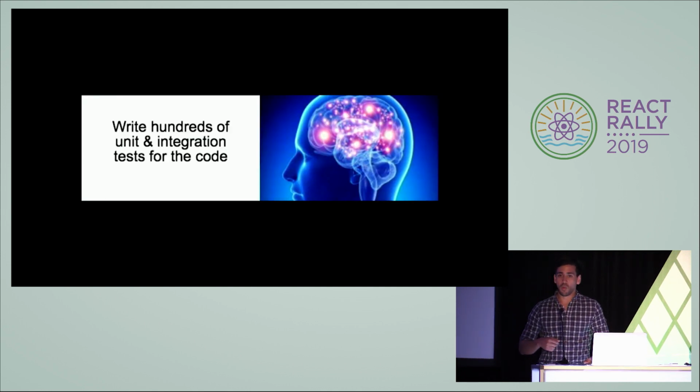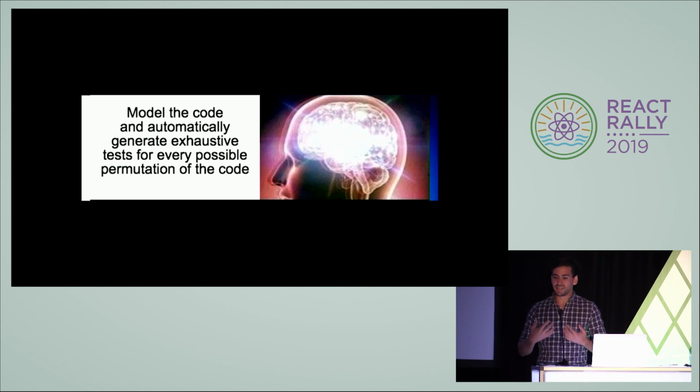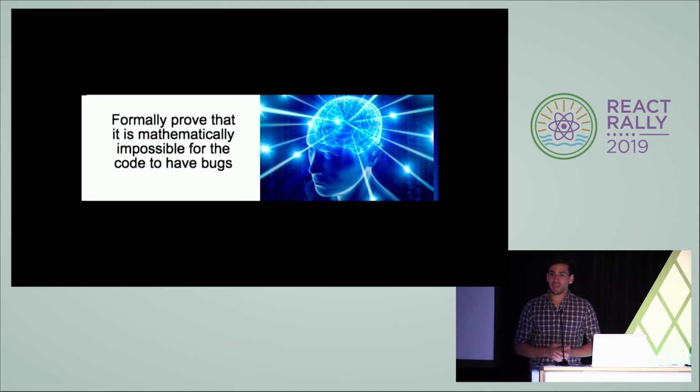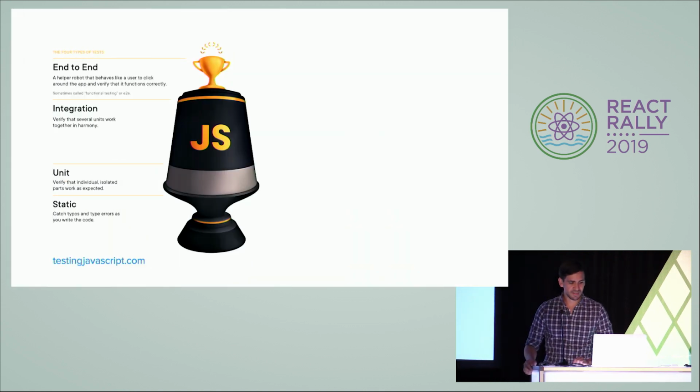Thankfully, this got a bit easier when we started automating our tests, because instead we could write these unit and integration tests for our code and have them automatically run, hopefully as part of the CI/CD process. But what we're going to talk about today is modeling the code so that we could automatically generate exhaustive tests for every possible thing the user could do in the app. And this isn't the only level. There's something called formal methods where you could formally prove that it's impossible for your code to have bugs. This is actually a thing, and some companies do this. But the highest level of enlightenment, which maybe I'll talk about one day, is just delete your code, because then you don't have to write any more tests.